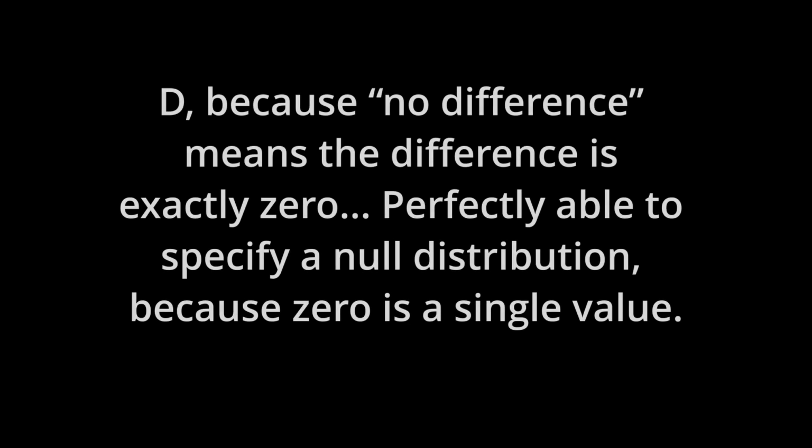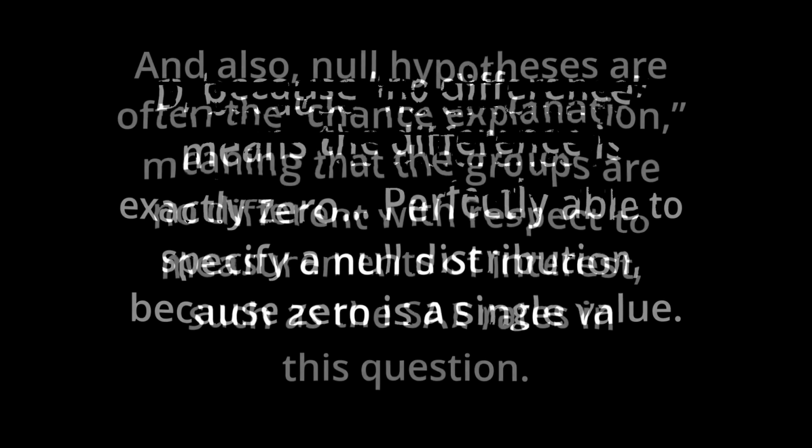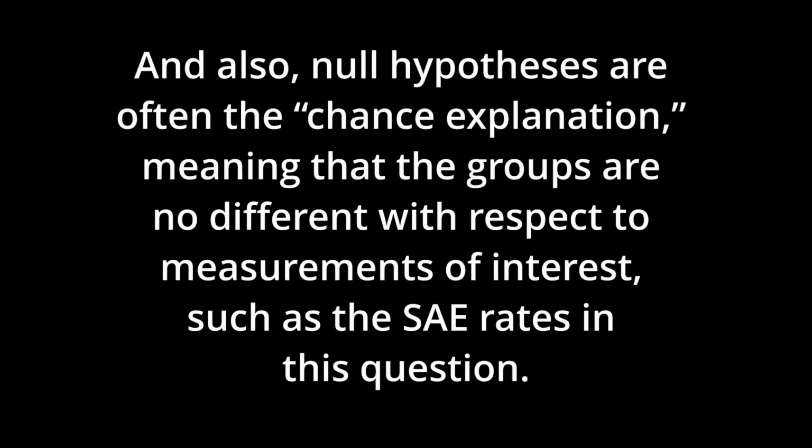D, because no difference means the difference is exactly 0, perfectly able to specify a null distribution because 0 is a single value. And also, null hypotheses are often the chance explanation, meaning that the groups are no different with respect to measurements of interest, such as the SAE rates in this question.